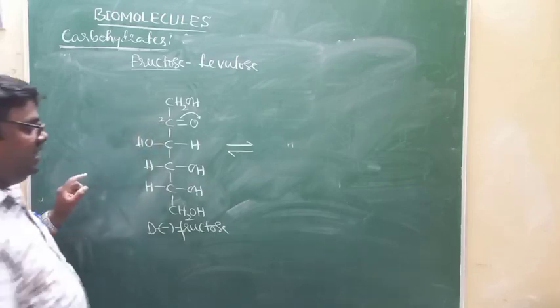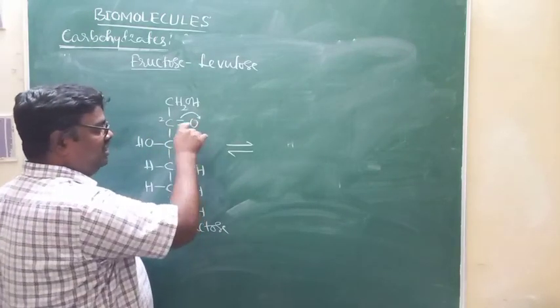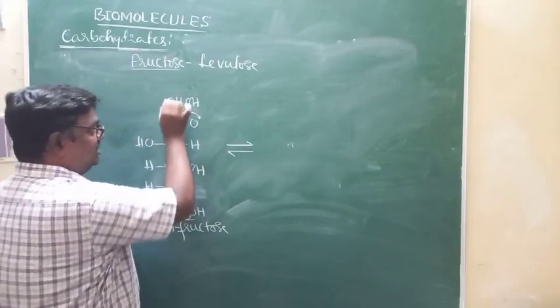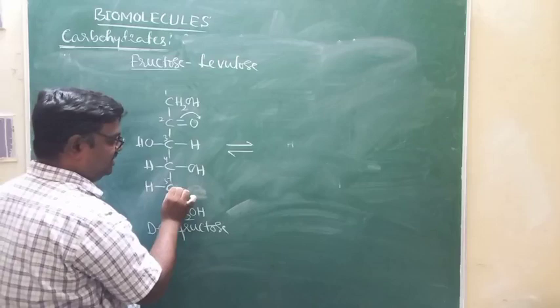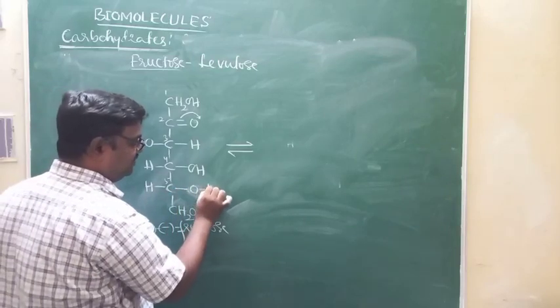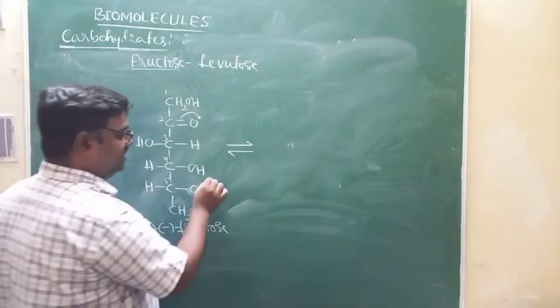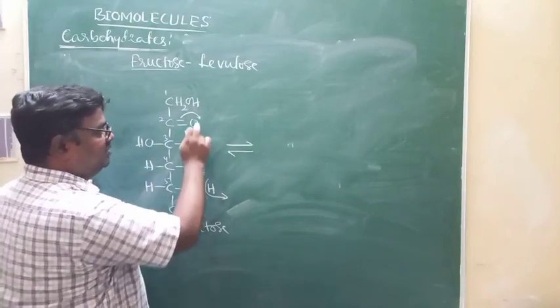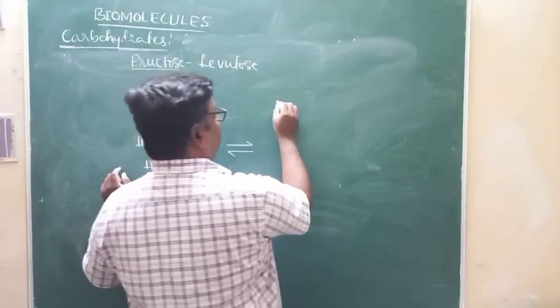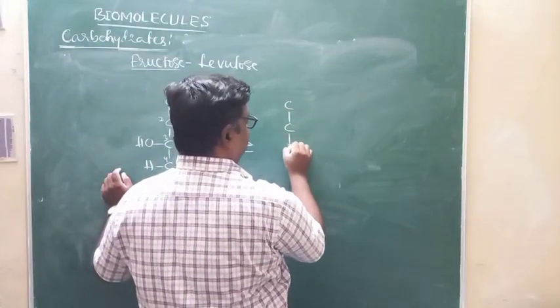Cyclization can be done by adding the OH group across the carbonyl group. This is the first carbon, second, third, fourth and fifth carbon atom. Look at this, the OH group of the fifth carbon atom will be removed in the form of H plus, which will be attracted by CO minus.